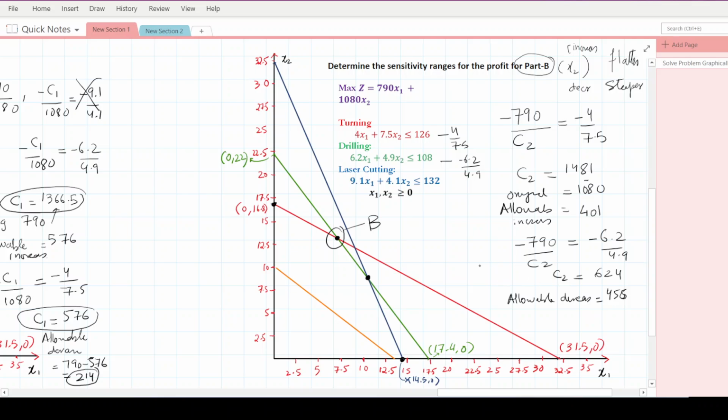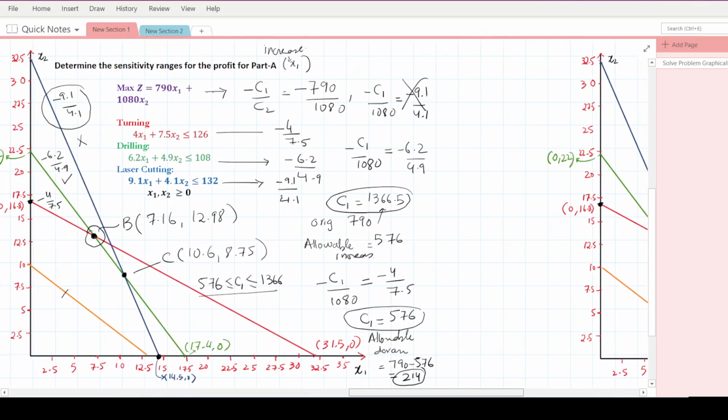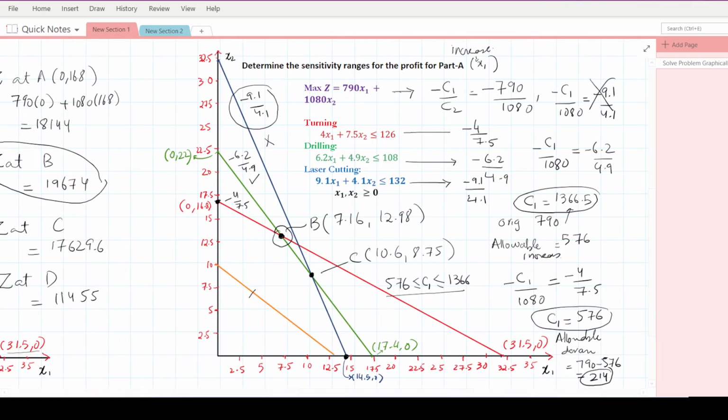So summing up this discussion, the range of C2 is basically from the minimum value, that is 624, to the maximum value, that is 1481. And if the profit of the part B is varied between these two extremes, point B will always be one of the optimal solutions. So to sum up this whole discussion in this video, you have to always look at the constraint lines that are passing through the optimal solution. Don't go for the constraints that are not passing through the optimal solution.